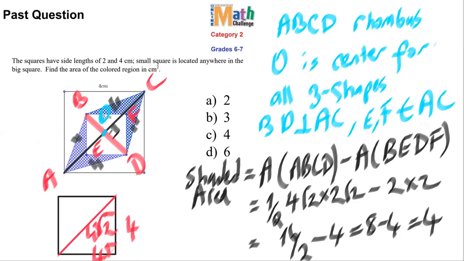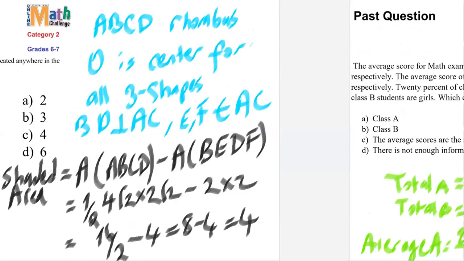To understand the size of AC, here there is an extra drawing. If this is a square with sides 4, 4, the diagonal is 4 root 2, that is, root 2 times one side. So the answer will be C.